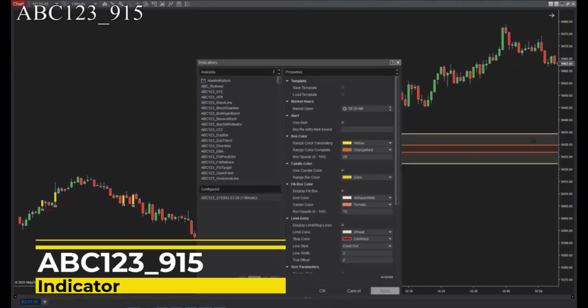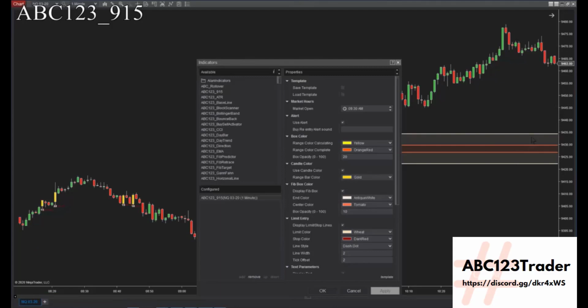This is an introduction video of the ABC 123915 indicator. The ABC 123915 indicator was designed for patient traders to wait for the market to stabilize after the market open. Once the market is somewhat stabilized, the indicator will start drawing a volatility range box. Once the box has finished drawing, which will take a few minutes, the box will change color and now you are ready to trade.